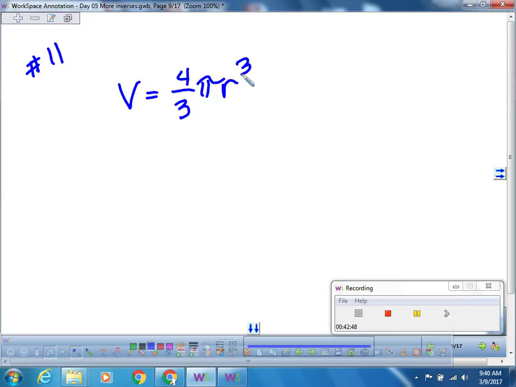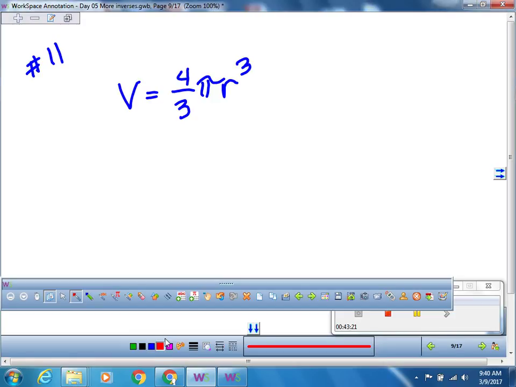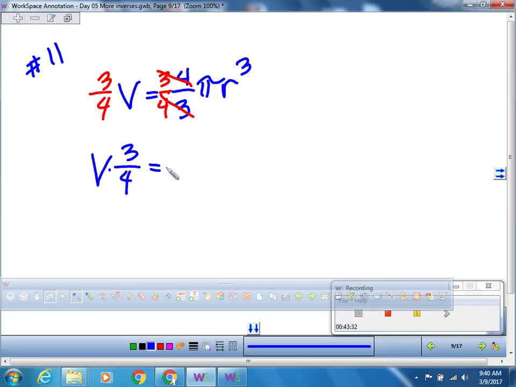Take the cube root. I'm going to take the inverse of 4/3. We don't want to cube it until that's all by itself. So we take the inverse of 4/3, which is 3/4. Right? So that goes away. So now I have V times 3/4 equal pi r cubed. Now what? Divide by pi. Get rid of the pi. Right?